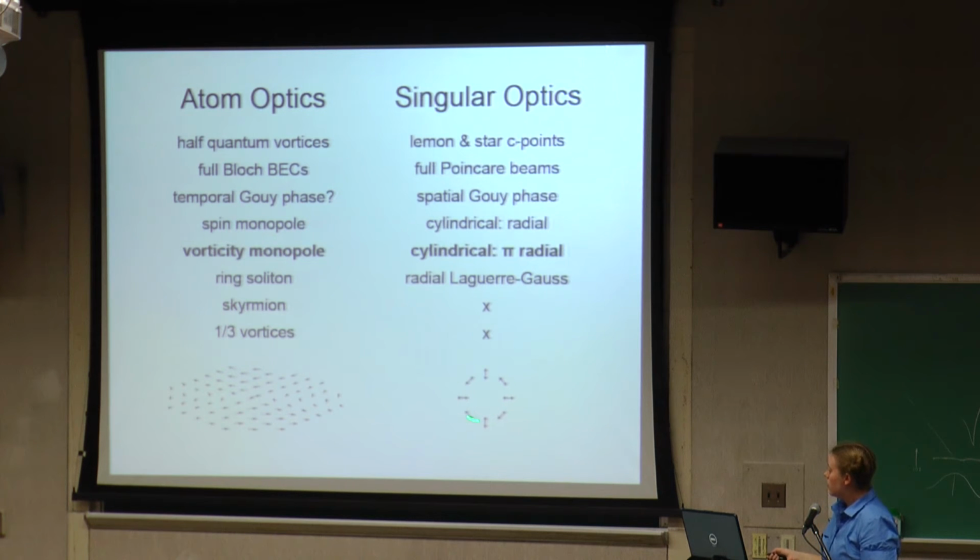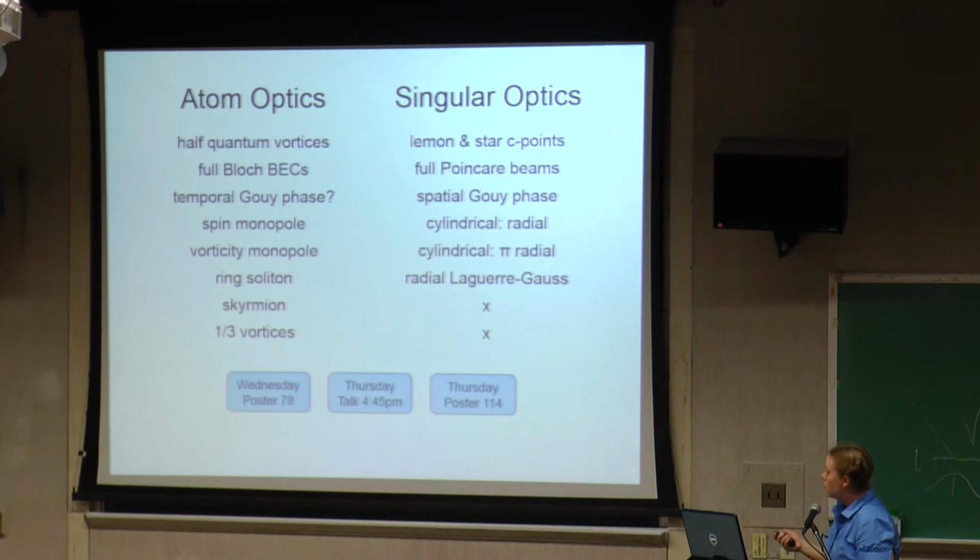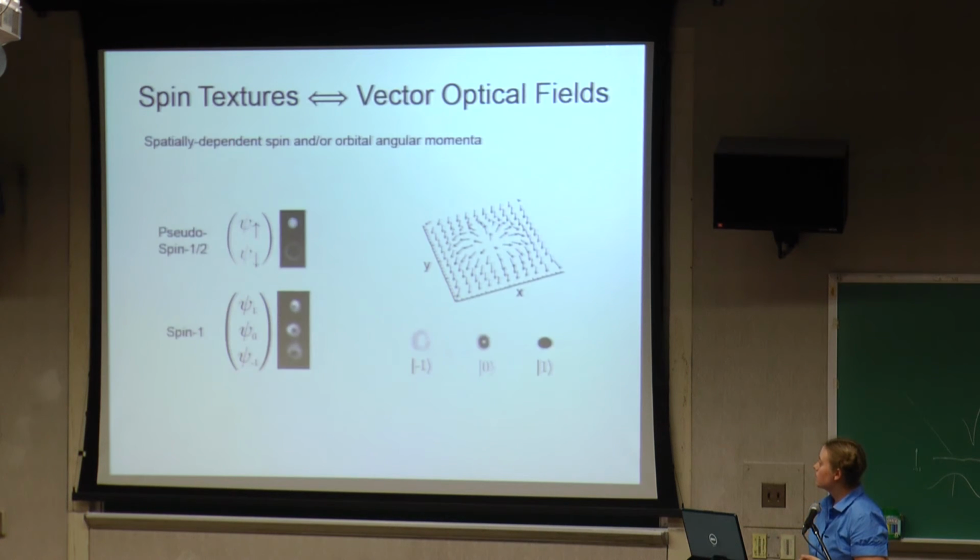Likewise, this kind of pi radial cylindrical beam that you're all familiar with is important in BEC as it's a different type of monopole. And then we have a couple other presentations at this meeting where you'll hear about some of these other ideas. Okay, so in BEC systems, we're interested in engineering spin textures.